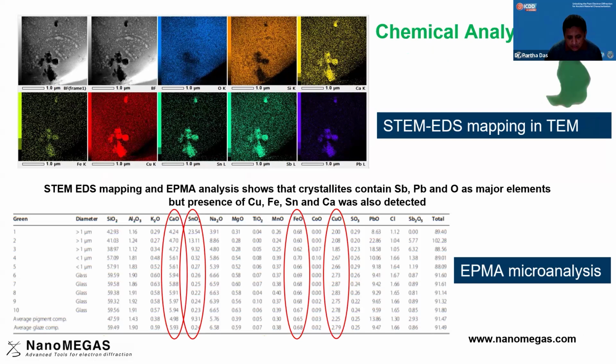First thing we did was look at the sample in STEM EDX and also in EPMA in parallel, and we saw the presence of antimony, lead, and oxygen with traces of copper, iron, tin, and calcium. You may ask why we used both chemical analysis techniques. The EDX has a very high spatial resolution, but EPMA gives much higher energy resolution, because once you have so many elements present, it is good to combine different chemical analytical techniques to get much better information about your samples.